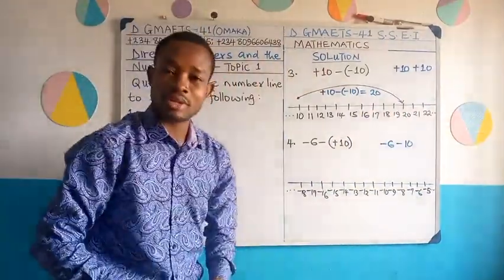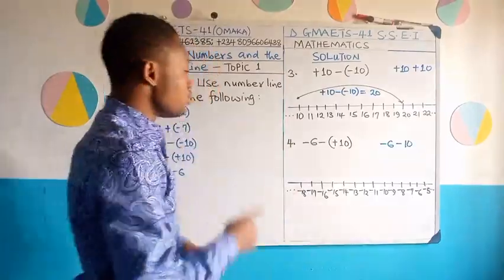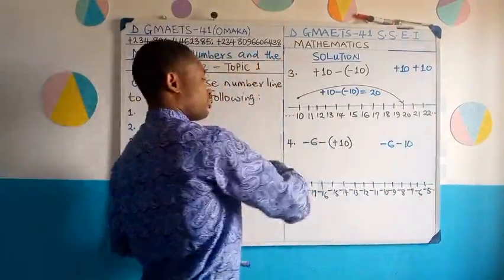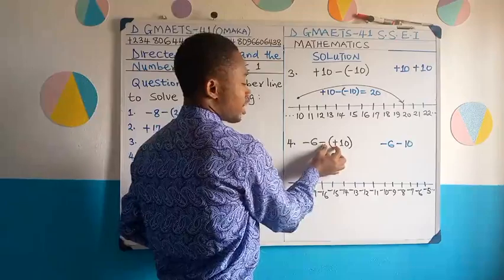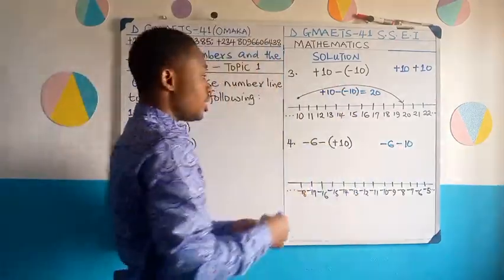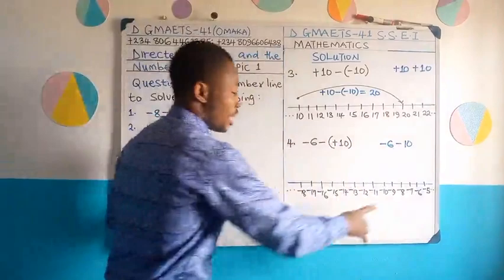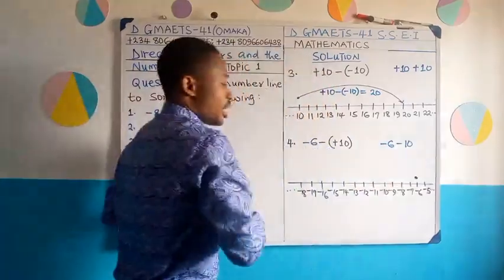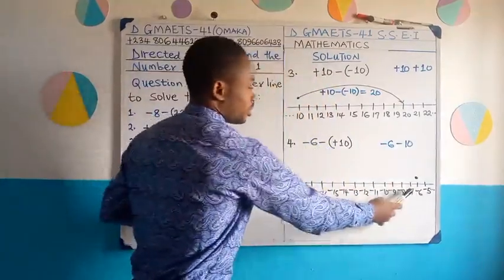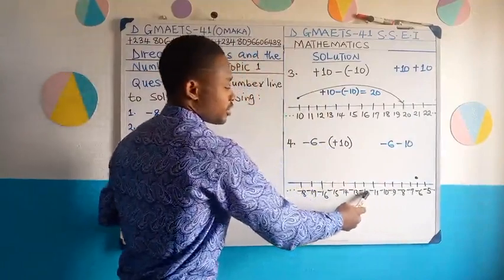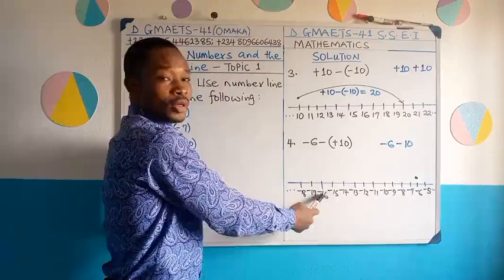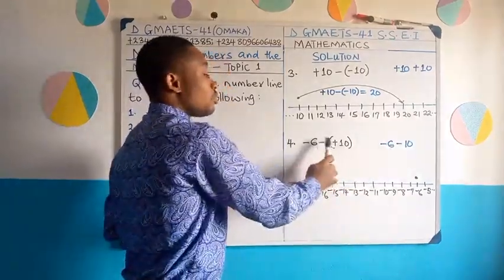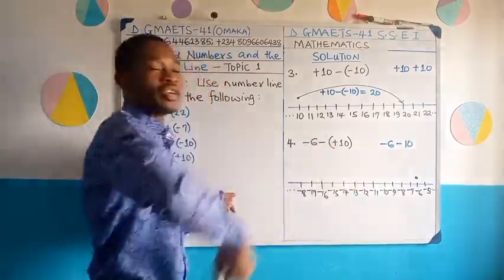Right, friends, let's conclude solving this question. So I'm going to move from minus 6 10 times to the left, because minus times plus gives us minus here. Are you ready for this? So we do that. This is minus 6, the starting point. So let us count 10 to the left. 1, 2, 3, 4, 5, 6, 7, 8, 9, 10. This brought us to minus 16. So it simply means that minus 6 minus 10 gives us minus 16.